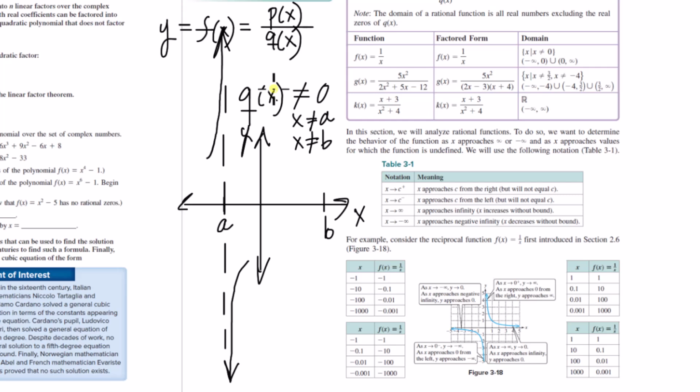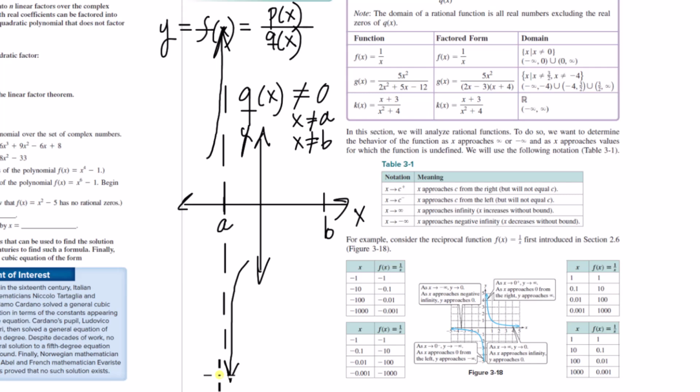But it also could be the case that you have a rational function where there are no x values that make the denominator 0. Like this, for example, x squared plus 4. There's no real number x you can input into x squared plus 4 and get 0. So these are the different forms of rational functions that we're going to want to analyze. They're all going to result in slightly different graphs.